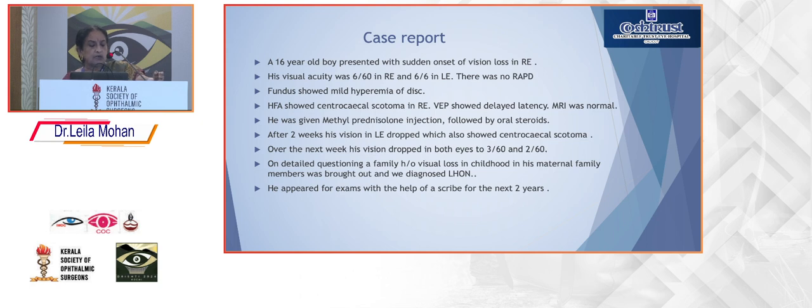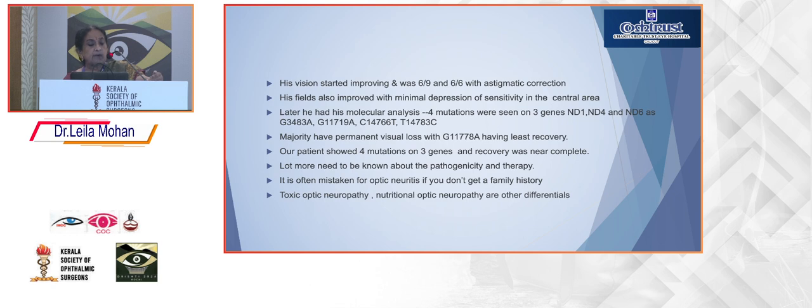He appeared for exams with the help of a scribe for the next 2 years, but his vision started improving after a year to 6/9, 6/6 finally after 2 years, and his visual field also improved. Later, we did a molecular analysis which showed mutations in ND1, ND4, ND6, with point mutations seen at totally different points, in different genes.